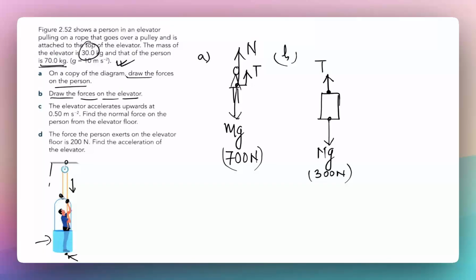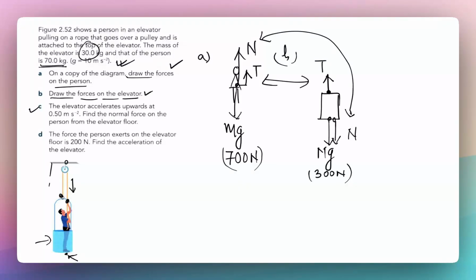And the normal reaction from the man, right? So the elevator is pushing the man upward. The man is also going to push it down with the same normal reaction. So this is the pair for Newton's third law, and this is the pair for Newton's third law for the tension. Okay. So that is that. So we have done the free body diagram.